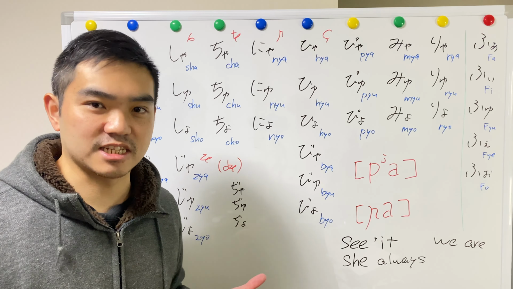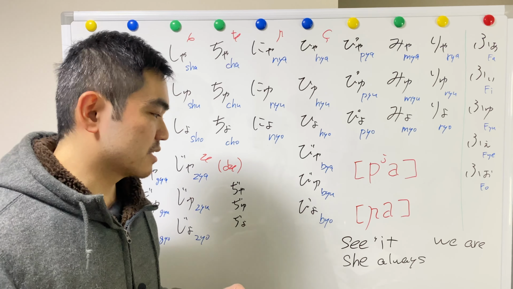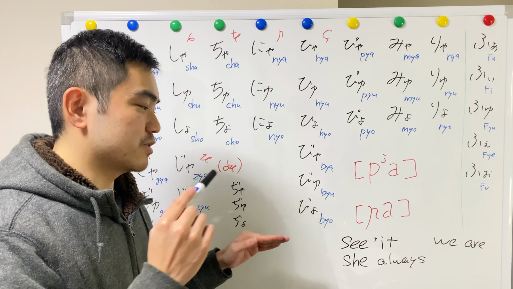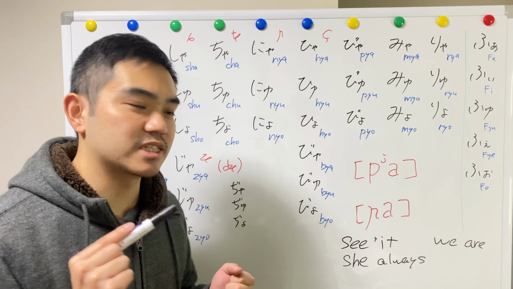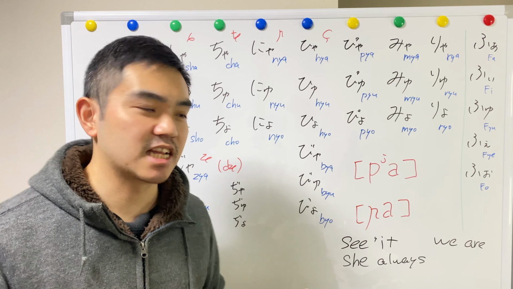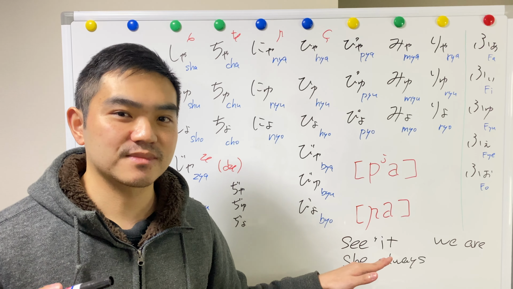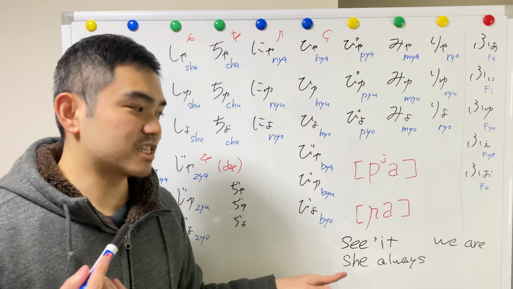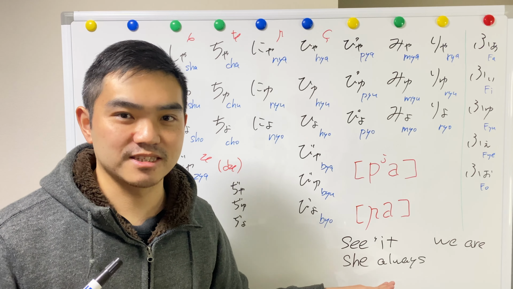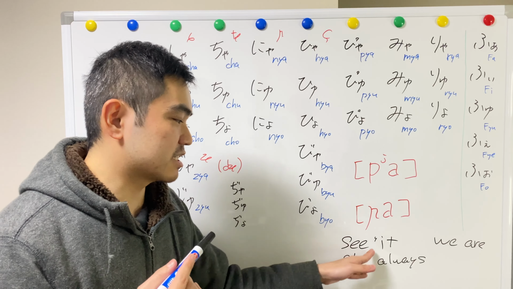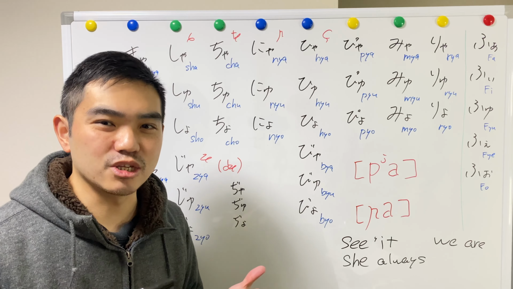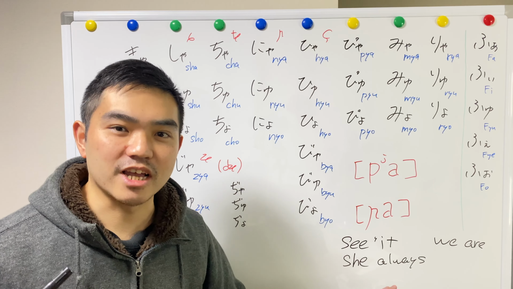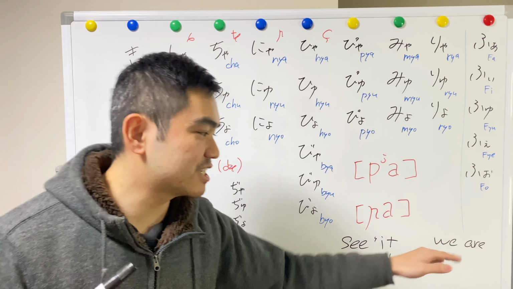See it. You don't say see it, right? You put some sort of y sound between see and eat. See it, right? And this one too. She always. You don't say she always. You put some sort of y sound between she and always. She always, right?